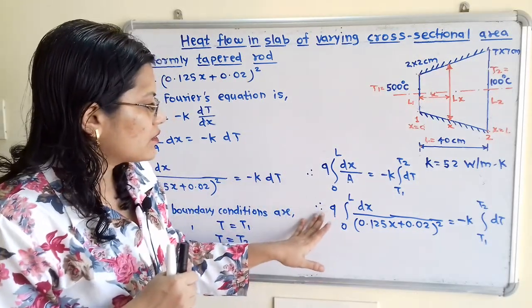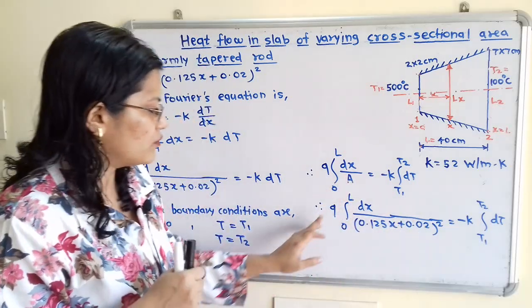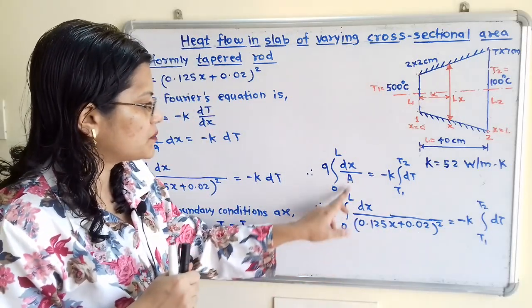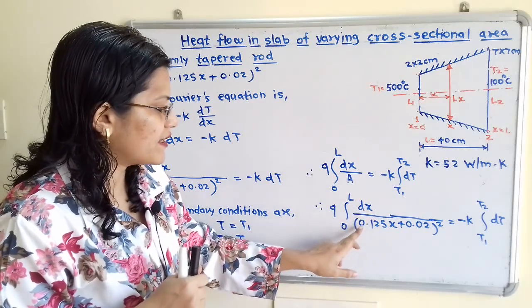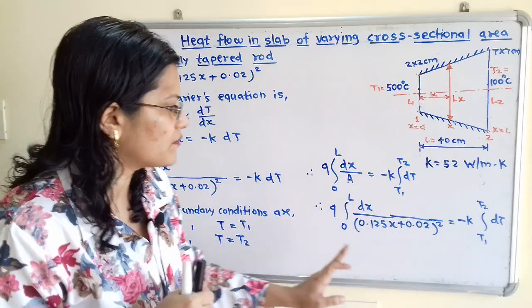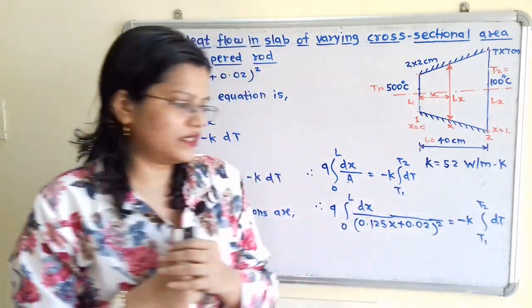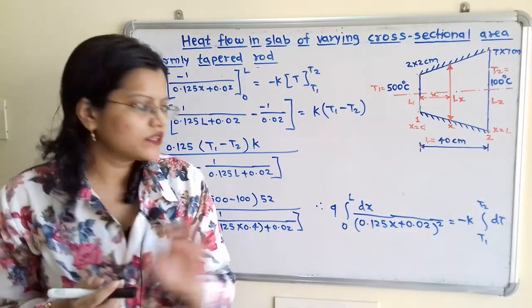Now if we observe area A, we will put in the value. So q integration from 0 to L of dx divided by (0.125x + 0.02) squared is equal to minus k integration from T1 to T2 of dT. Now we will solve this integration.